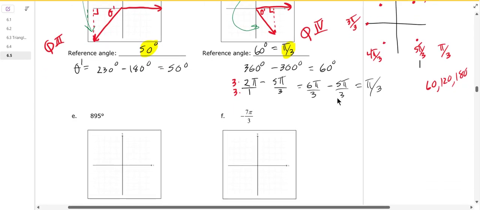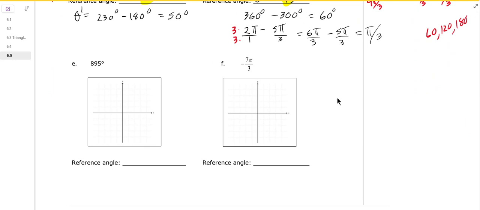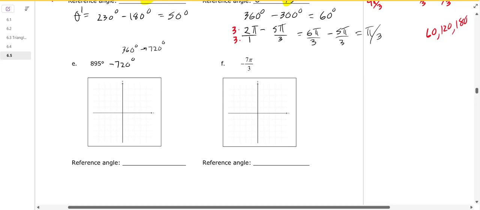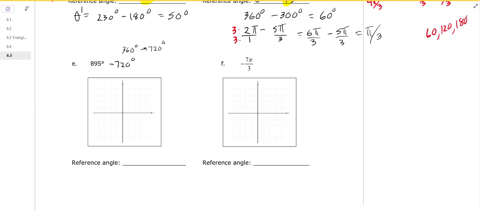Okay, next thing we want to do, now this one we need to find a coterminal angle. So before we even figure this out, we need to get the smallest positive coterminal angle. 360 degrees is 1 revolution, 720 degrees is 2 revolutions. So what we'll do is we'll just subtract 720 from this, and that will give us a coterminal angle that we can figure out a reference angle for. So really we just need to focus on 175 degrees.